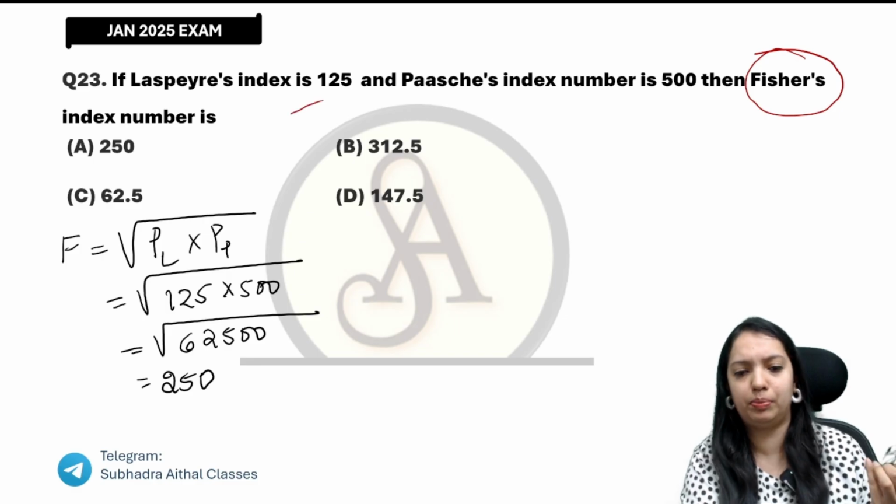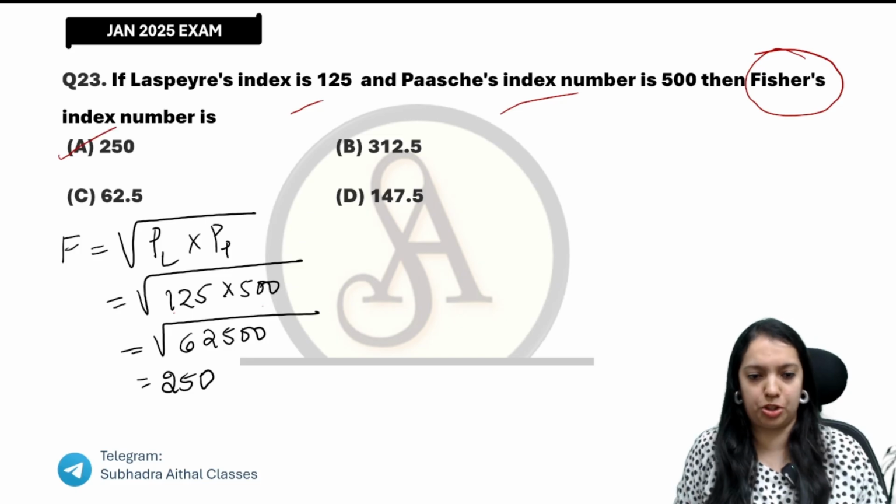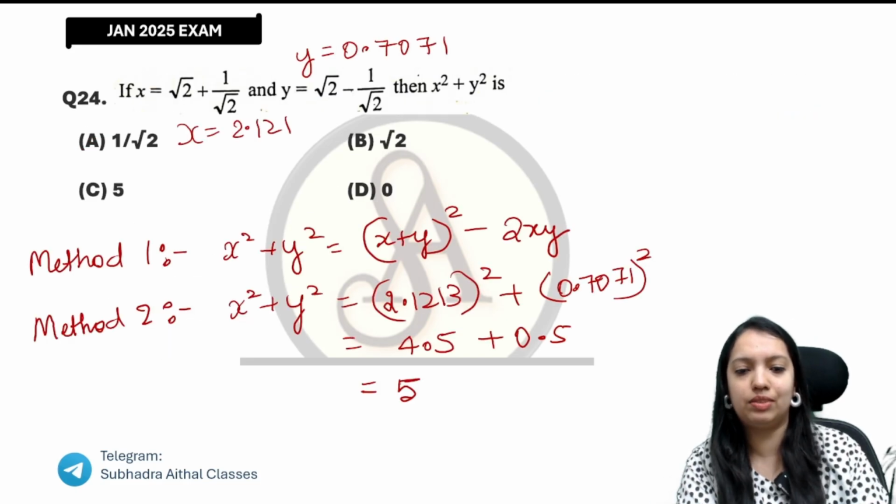Next, they're asking you to calculate Fisher's index number. Simple. It is square root of Laspeyres into Paasche's. Square root of 125 into 500. You get the value as 250. Option A.